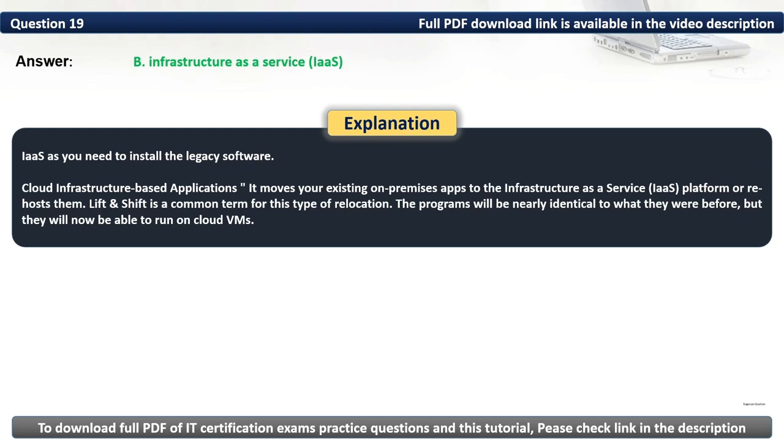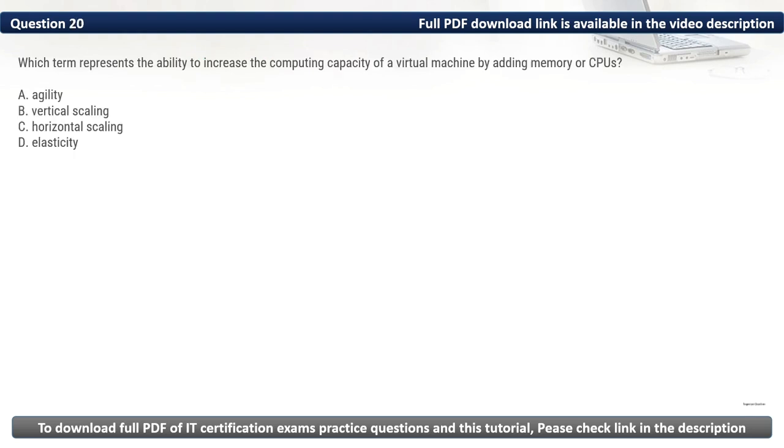Infrastructure as a service, as you need to install the legacy software. Cloud infrastructure based applications move your existing on premises app to the infrastructure as a service platform, or rehost them. Lift and shift is a common term for this type of relocation. The programs will be nearly identical to what they were before, but they will now be able to run on cloud virtual machines.